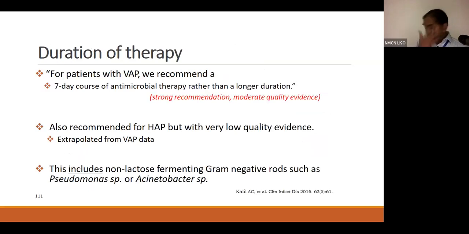For ventilator-associated pneumonia or hospital-acquired pneumonia, a 7-day course of antimicrobial is recommended by ATS IDSA guidelines. It's a strong recommendation. Longer durations are not recommended, and it is also extrapolated to hospital-acquired pneumonia. But the data is extrapolated actually from the VAP data only.